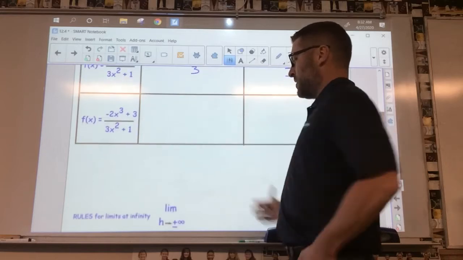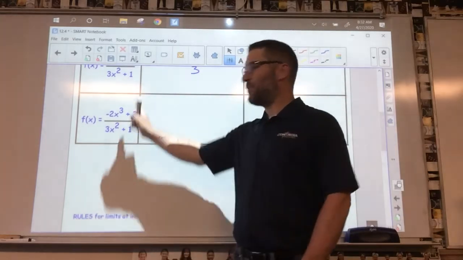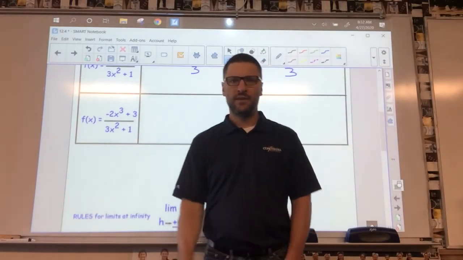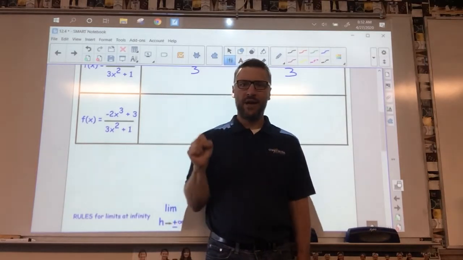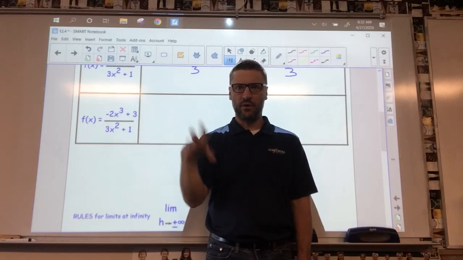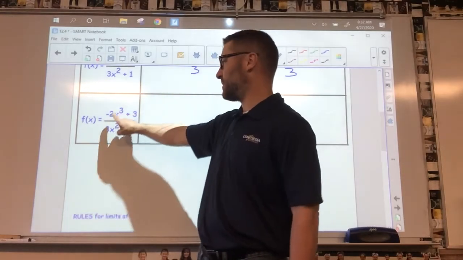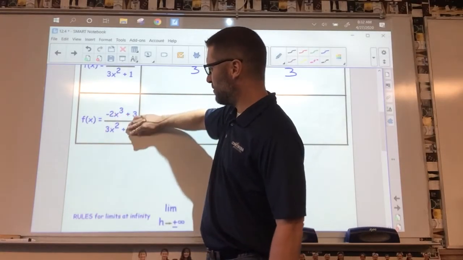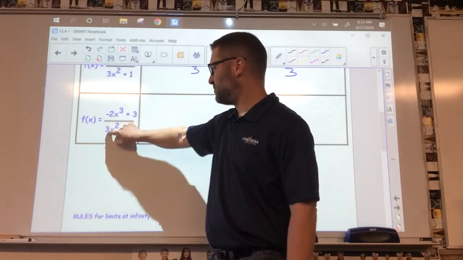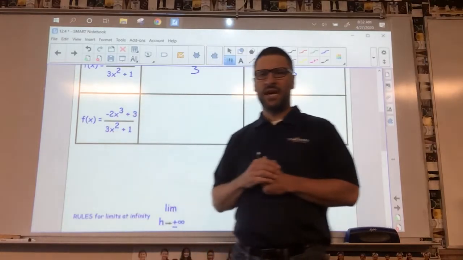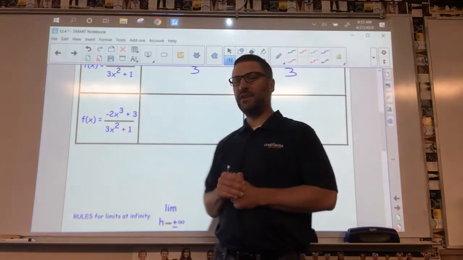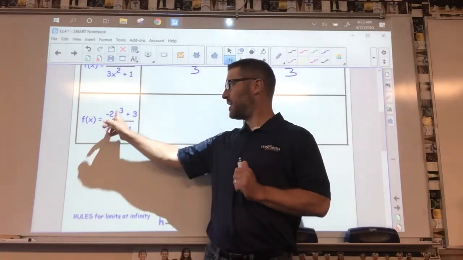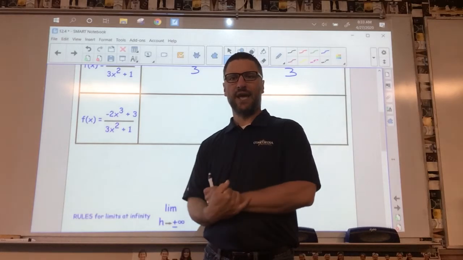Okay? The last one. The top is growing bigger. The top is just growing, and the bottom is growing. So the top grows faster than the bottom because the top has a cube. 3 and a 1 are really insignificant at infinity, but I have a 2 and a 3 there. I wonder what happens. I want you to take the chance to pause the video right now, and I want you to plug in 1,000 right there and see what happens.